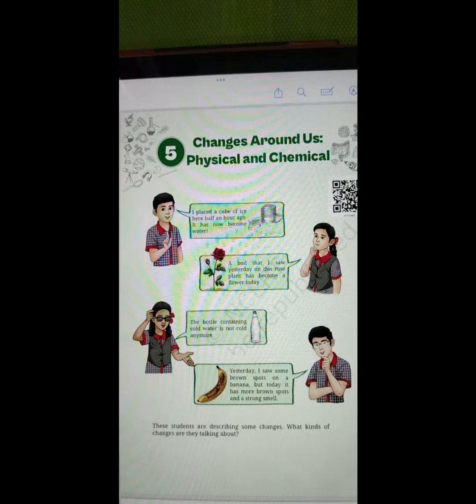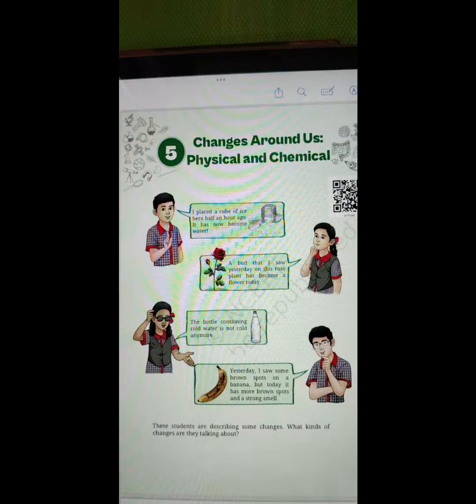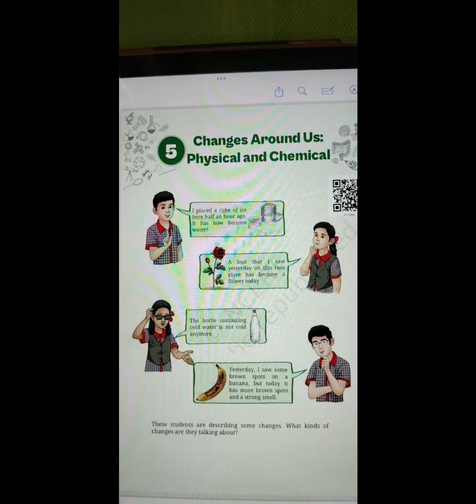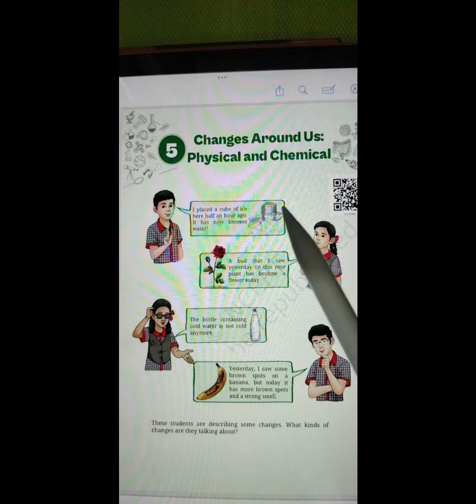In this live of today, I will be reading chapter 5, Changes Around Us, Physical and Chemical. This fifth chapter is taken from the Curiosity Book of Science, applicable for class 7. So, as the screen is clear to you, let's begin with the reading of Class 7 Science Curiosity Book, Chapter number 5, Changes Around Us, Physical and Chemical.